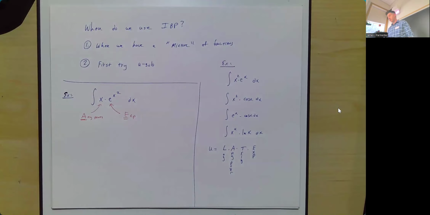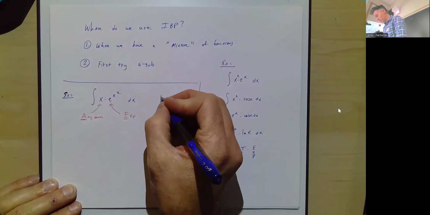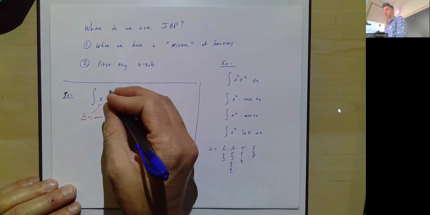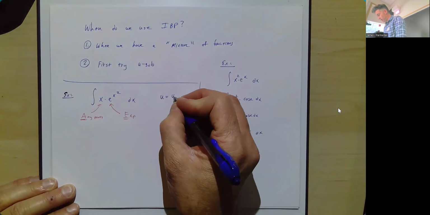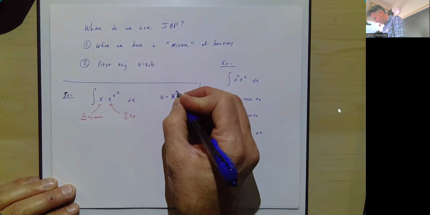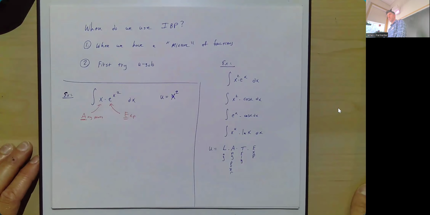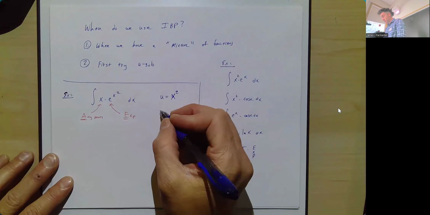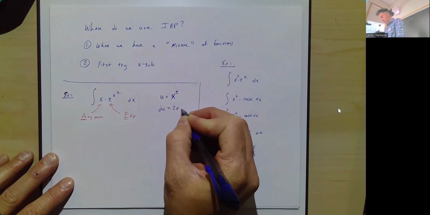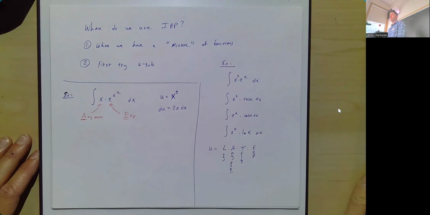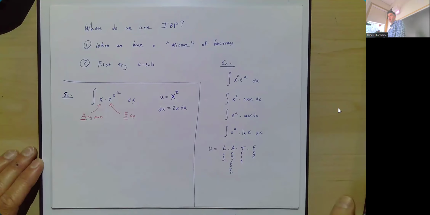So before I do anything else, I think I might try letting u equal the thing that's stuck inside the exponent. Let u equal x squared. Is my du helpful? What's my derivative of x squared? Right, so my du is 2x dx. Is that going to work out in my favor? I think so. I have an x times the dx.